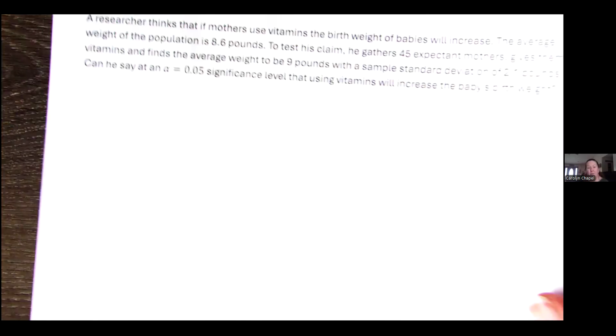Let's do another example going through those 5 steps. And again, I'm going to do just 2 more examples here. I have 3, but running out of time. So we'll go through 2 more examples.